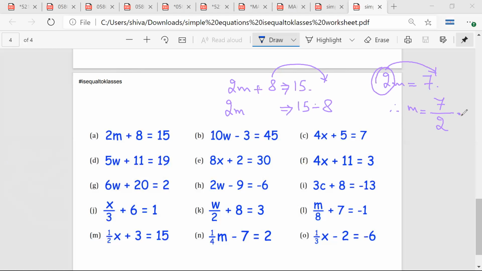Yes, sir. But then we can also say it like this: 2m equals 15 minus 8. So that also is okay. Yes, 2m equals 15 minus 8, this is what I've written. Okay, sir. So after this step will come this step.